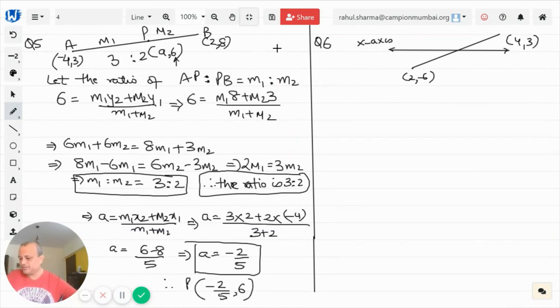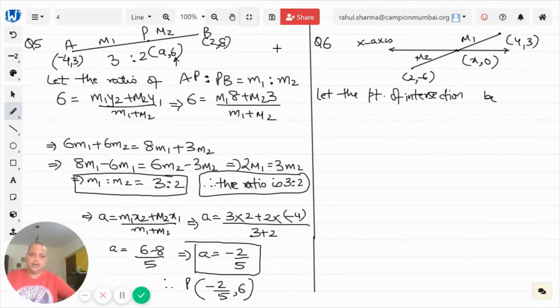The next question is question number 6. It says, in what ratio is the join of 4, 3, which is this point, my point 1, and 2, negative 6, which is my point 2, divided by the x-axis. So this is divided by the x-axis. This is M1, this is M2. So any point on the x-axis, what would be the coordinates? Yes, the coordinates would be x, 0. So let the point of intersection be x comma 0. Perfect.